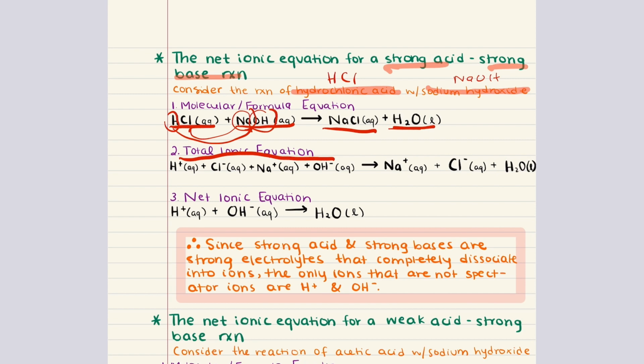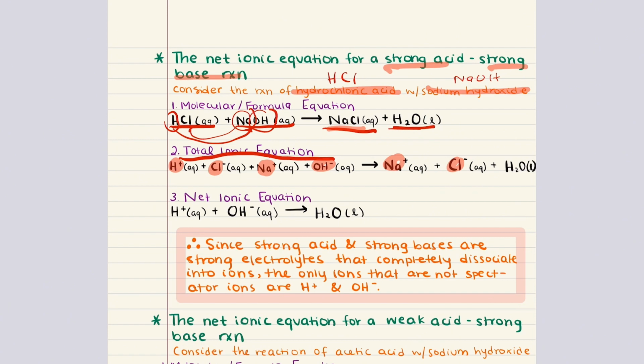Here, all strong electrolytes are going to be written as separated ions. So hydrochloric acid, this is a strong electrolyte. So now we write it as its components, H plus and Cl minus. Sodium hydroxide is also a strong electrolyte. We write it in its separate ions, sodium plus hydroxide. Sodium chloride, the salt, is also a strong electrolyte. So we write it as separated ions, sodium plus chloride. Water is not a strong electrolyte here. We write it as H2O. It's a liquid. It will stay as such.